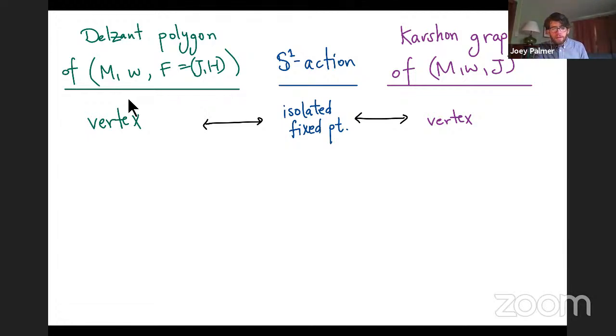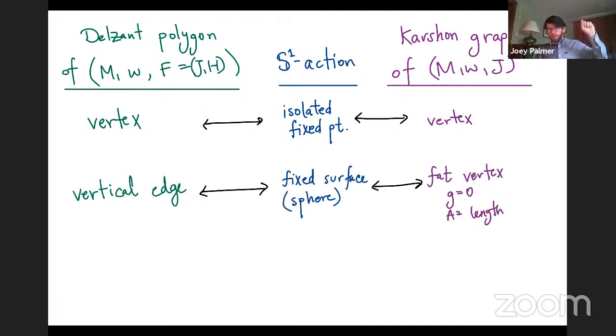And I can sort of go through this dictionary here. So any vertex of the polygon corresponds to a fixed point of the S1 action, and therefore corresponds to a vertex of the graph. And any vertical edge of the polygon corresponds to a fixed surface. So in the previous one, I should have said an internal vertex or something, because the vertical edges correspond to a fixed, not any fixed surface, a fixed sphere. And so in the Poisson graph, this will correspond to a fat vertex that is labeled with genus 0 and has its area equal to the length of that corresponding edge in the polygon.